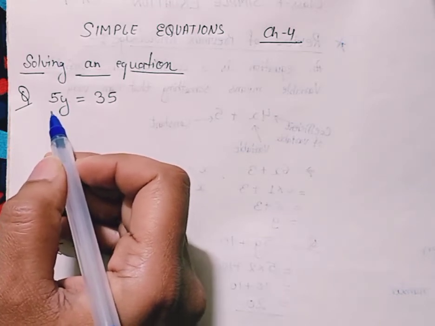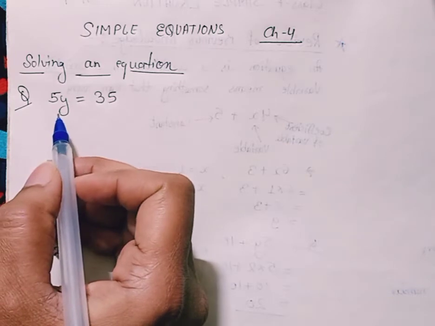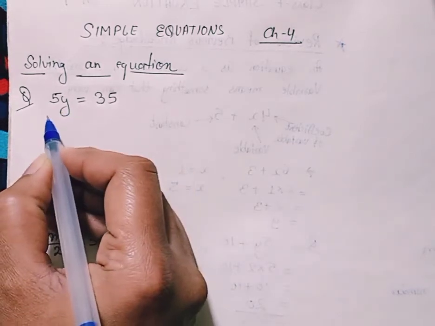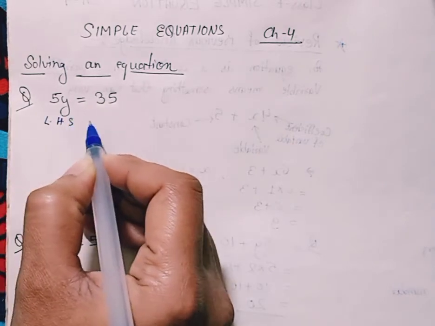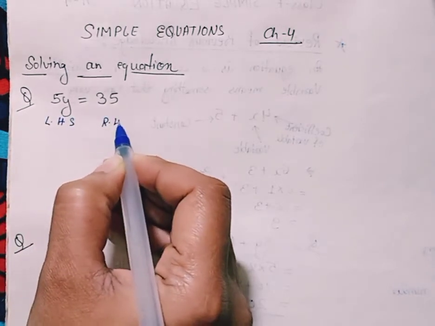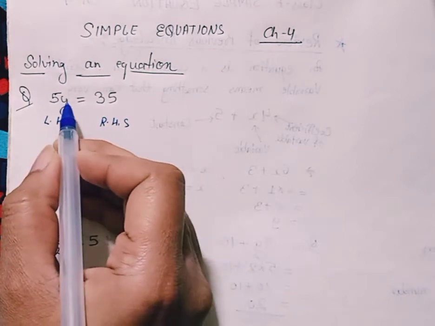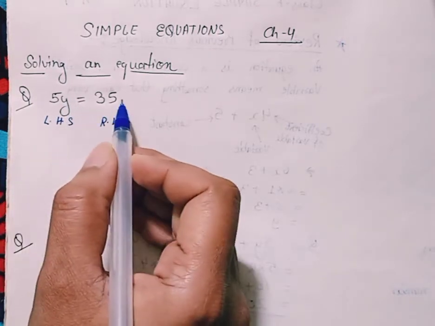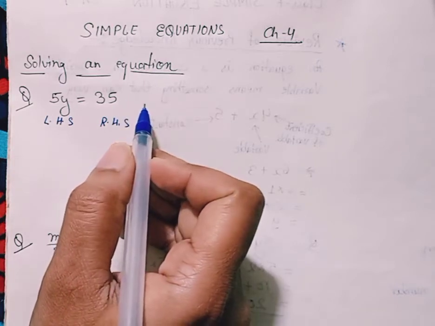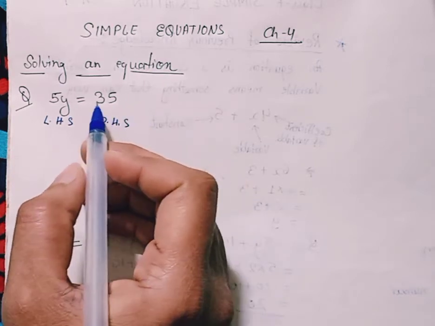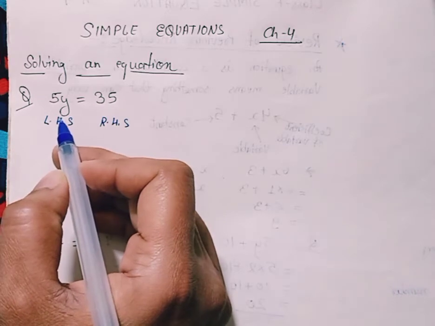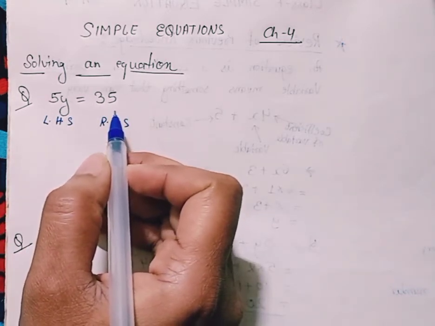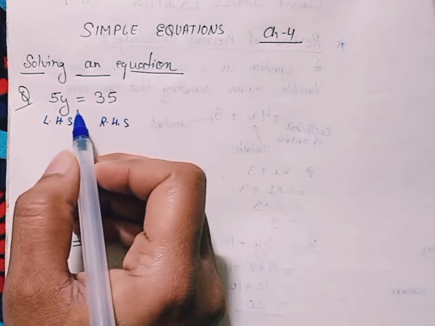For that particular term, whatever you change on the left side, you have to change on the right side also. Here it is LHS and this side is RHS. Suppose I add 1 on the LHS, then you have to add 1 on this side also. It simply means that the changes you make on one side, you have to make the same changes on the other side also. Then only the equation will be correct and you will get your right answer.